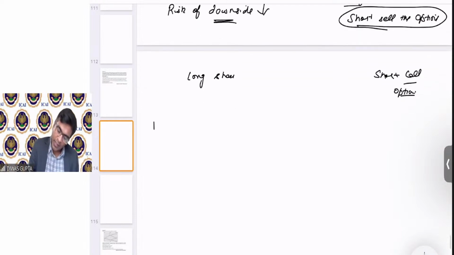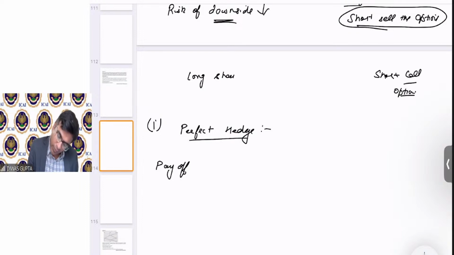Now the first part is asking us to calculate the perfect hedge. What is the meaning of perfect hedge? Perfect hedge means the relationship between equity and option, that is, for one option, how many shares need to be traded. Let us put it like this. Perfect hedge is actually equal to the payoff if price goes up to 650. What will be the payoff?